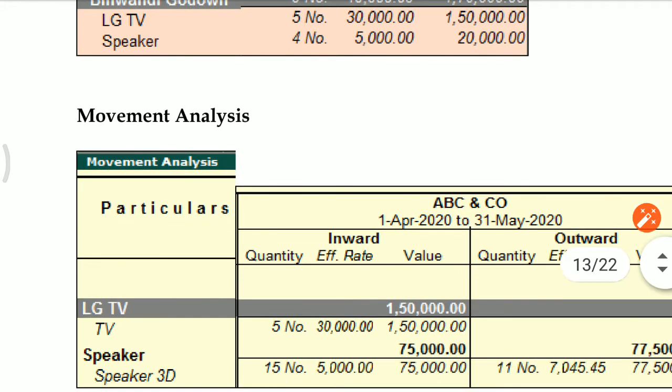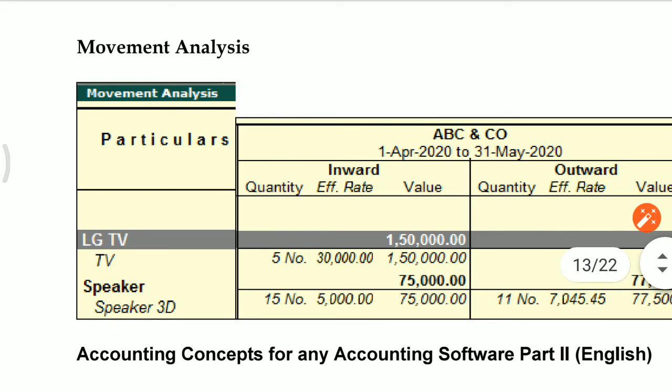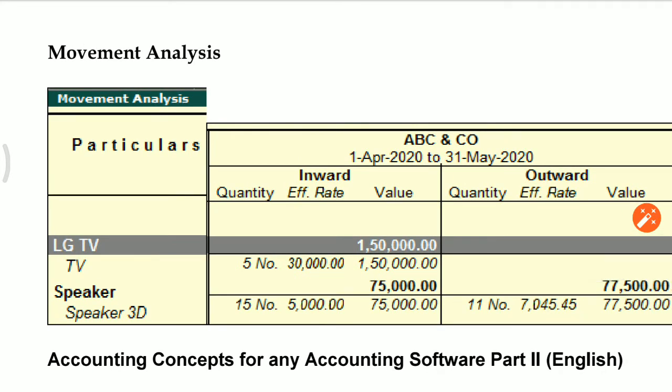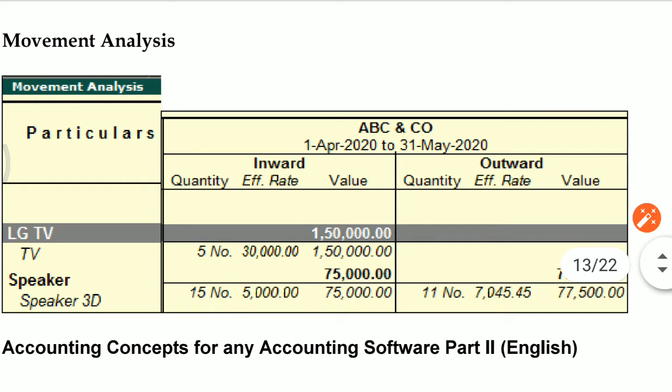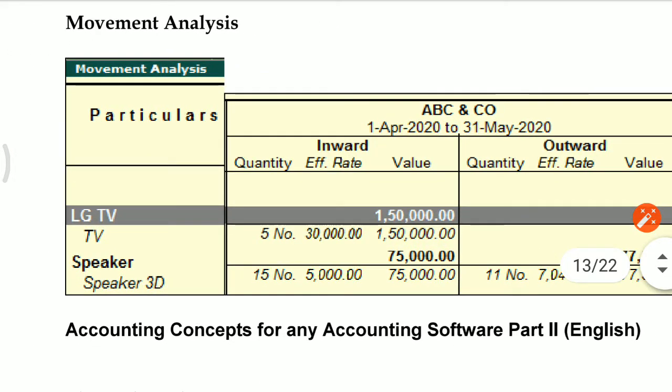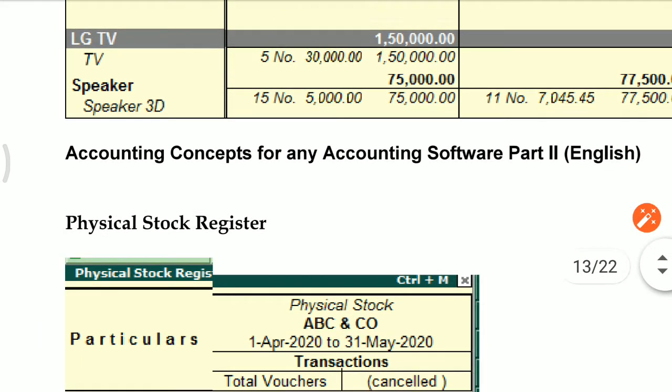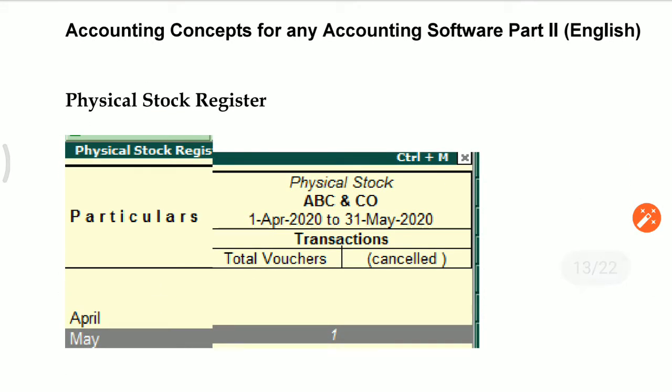Next option is movement analysis. Movement analysis means whatever goods are inward, outward and the closing balance. This is a movement analysis. You will understand how stock is transferred from your location to another location. That report will be available in movement analysis. Physical stock register means how much stock is available in your godown.